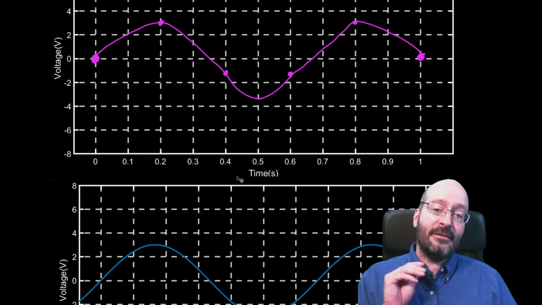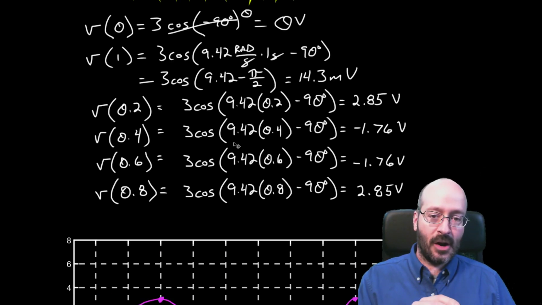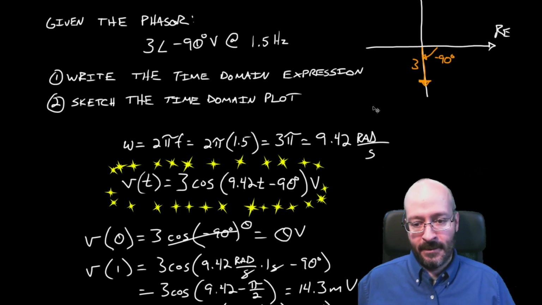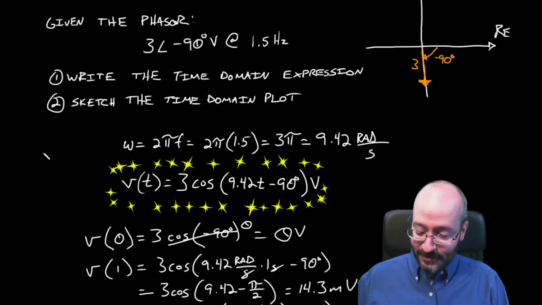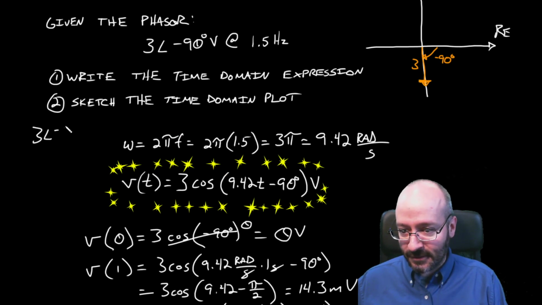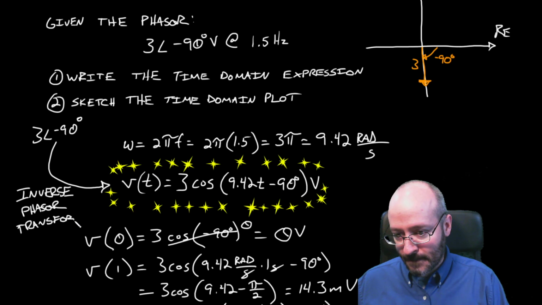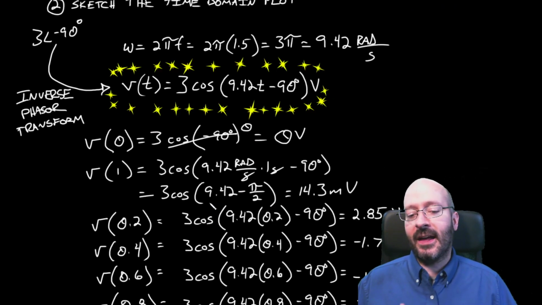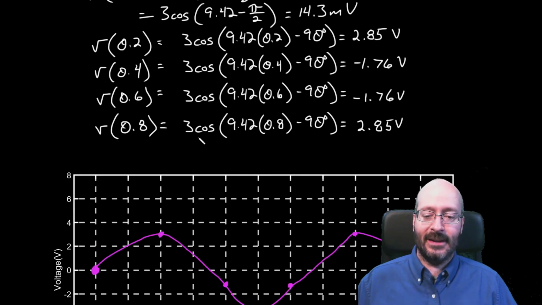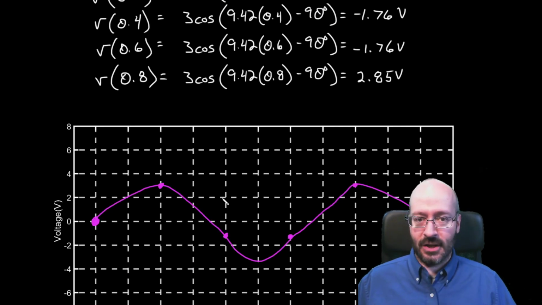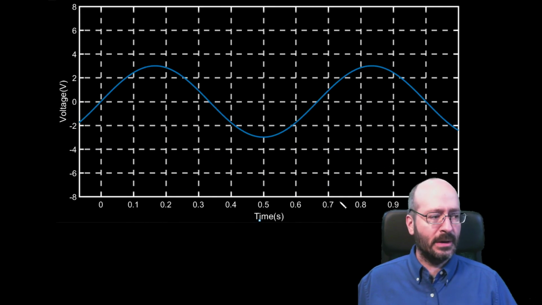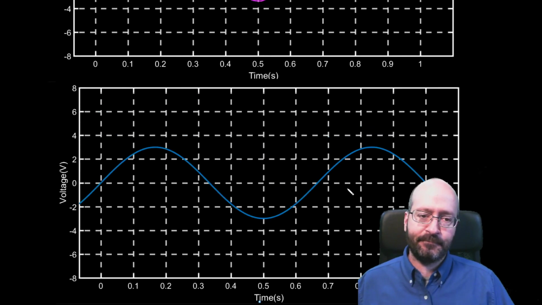All right, so if we have the phasor and we have the frequency information, we can work our way back to the time domain expression, okay, using what's called the inverse phasor transform. So this was 3 at an angle of negative 90 degrees, and we get down to there using the inverse phasor transform. Okay, and once we have that, it's just a matter of evaluating that function repeatedly and kind of doing a pretty junky job of drawing it, or having a computer do it for you, and you totally get style points for that.